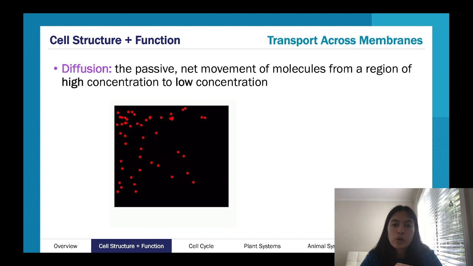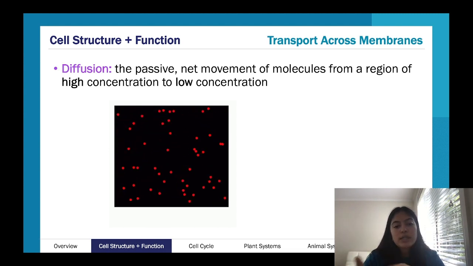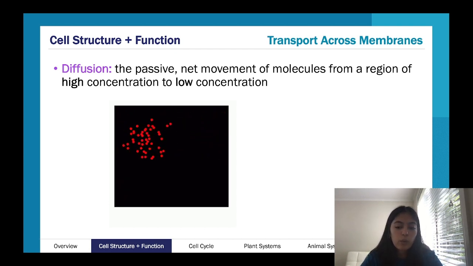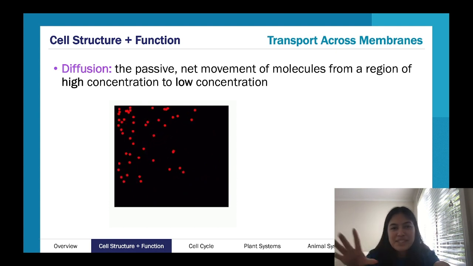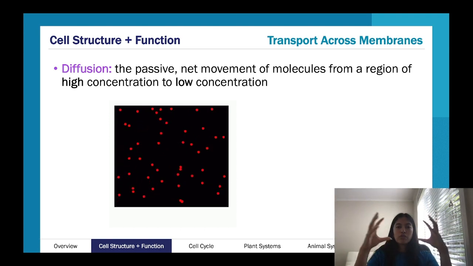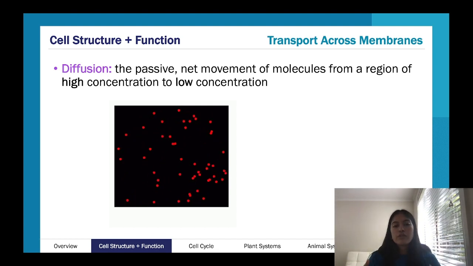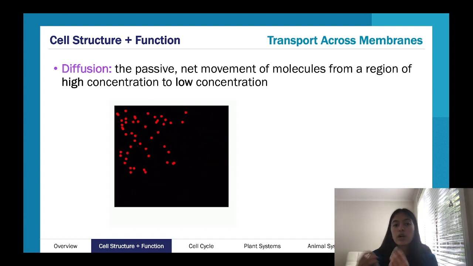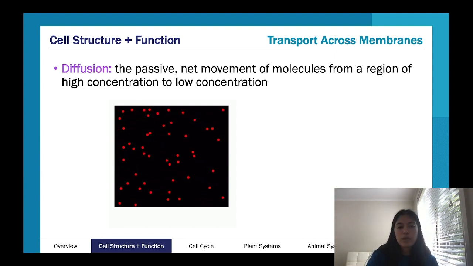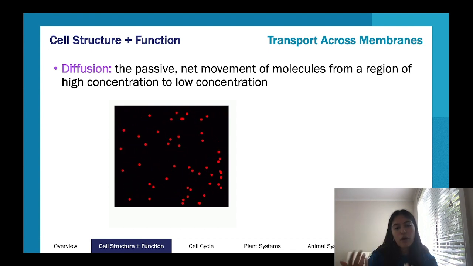We're thinking about transport across the plasma membrane, or across membranes in general. So the simplest form of transport we can think about is diffusion. This is basically when there are no airs and graces about it. You just have molecules coming from a region of high concentration and they move to a low concentration. You'll often describe transport using these terms: high concentration, low concentration, passive movement, net movement.